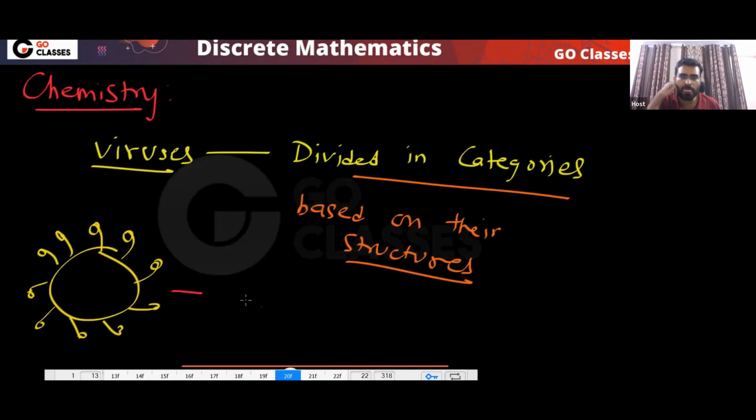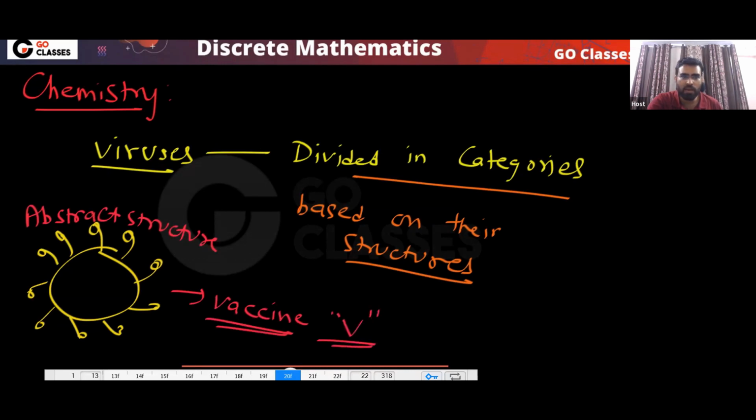For example, let's assume this is an abstract structure, and for this structure you have a vaccine V. Now in future, after 20 years, after 30 years, if some new virus comes, maybe a COVID virus, whatever virus, and that has the same structure as this, then what can you do? You can use the same vaccine, right?